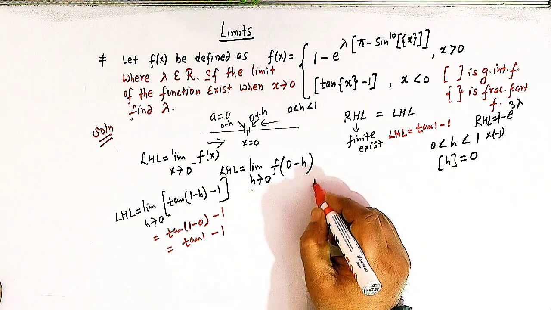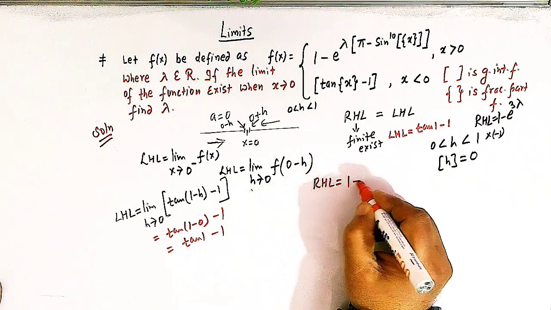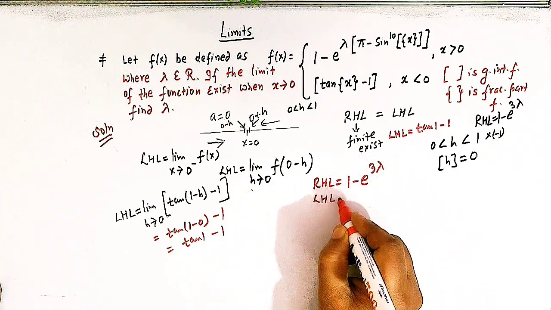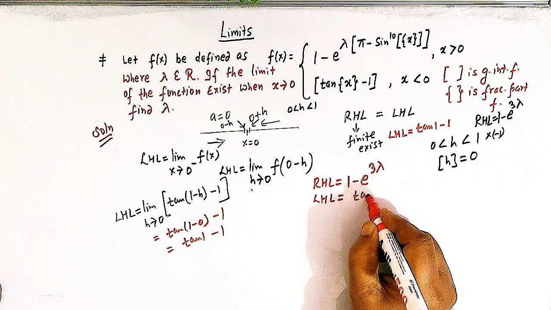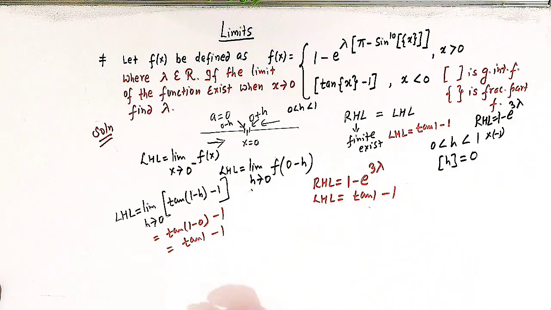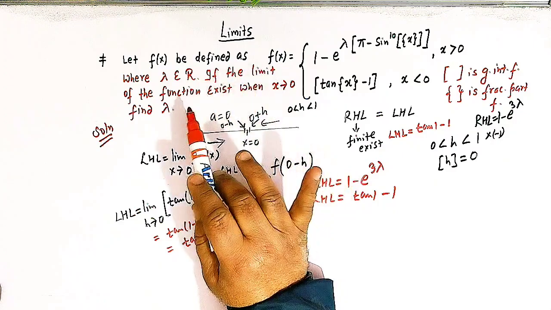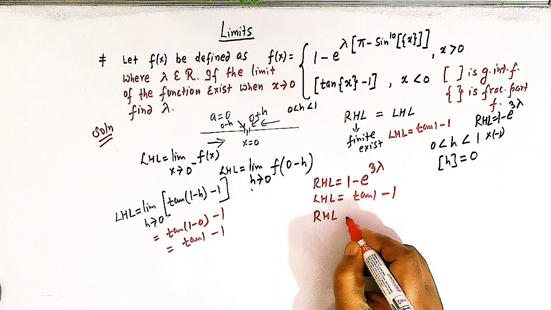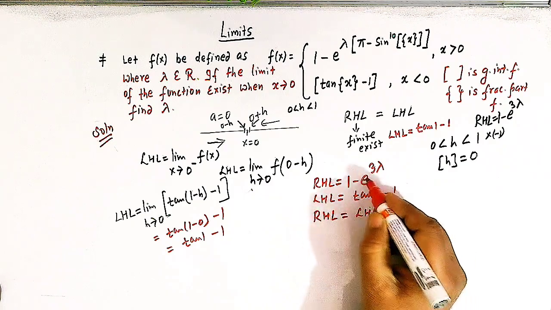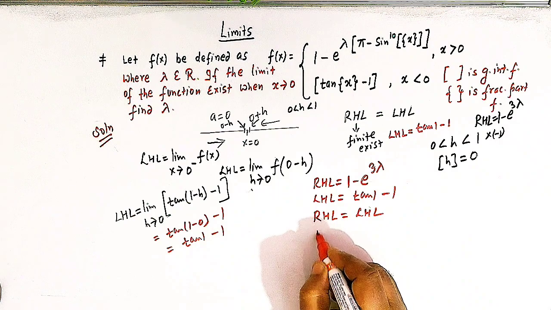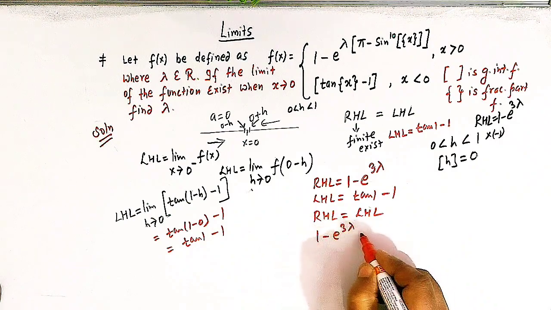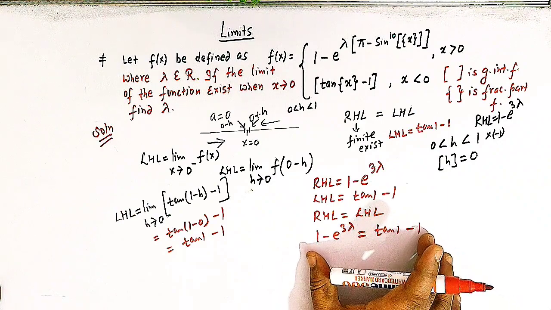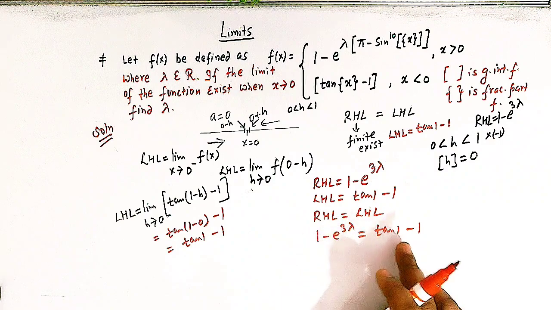So now we have right hand limit as 1 minus e raised to 3 lambda, and the left hand limit is equal to tan of 1 minus 1, right? Now since the limit of this function exists when x approaches 0, we must have right hand limit equal to left hand limit. So now we can equate these two quantities. So we have 1 minus e raised to 3 lambda, then we have tan of 1 minus 1. Now we have an equation in lambda, and we have to solve it.